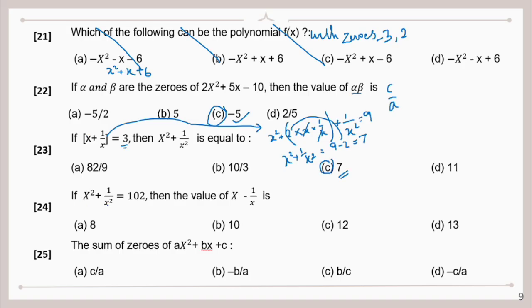Now, if x square plus 1 by x square is 102, that means this value is 102. Find the value of x minus 1 by x. So, we can write it as x square, in place of plus I want x minus 1, so I write minus 2 into x. Basically, I am squaring this part, x minus 1 by x the whole square: x square minus 2x into 1 by x plus 1 by x square.